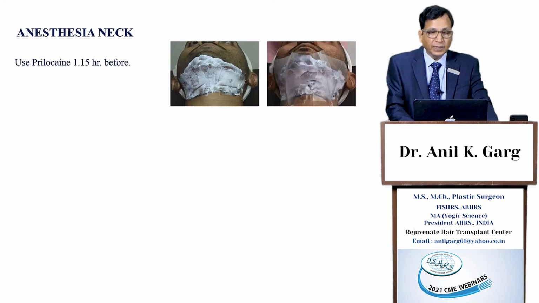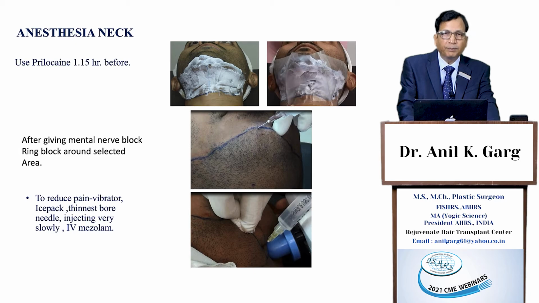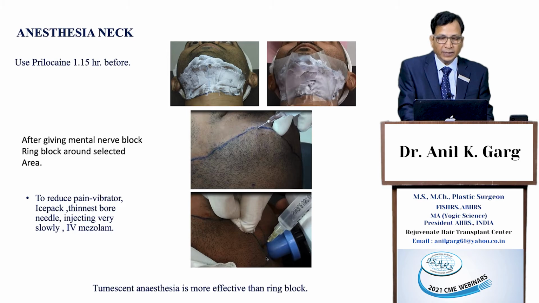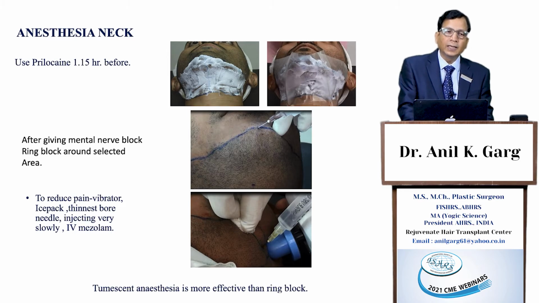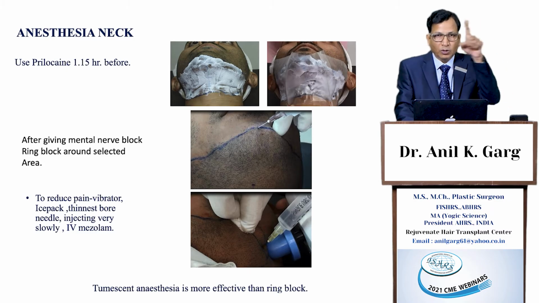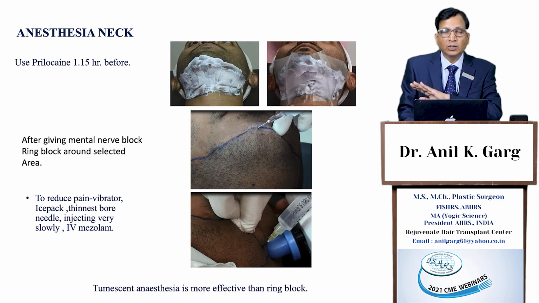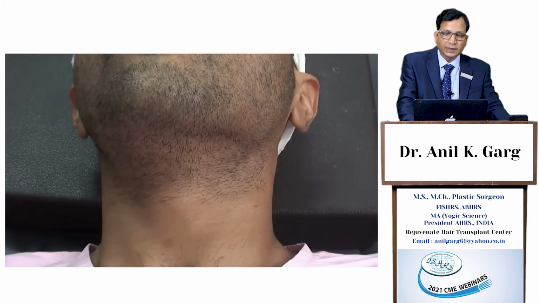Now the anesthesia for the neck: I use the Prilox, then after giving the mental nerve block I give, and then to reduce the pain I use the vibrator. This is a very good quality vibrator, ice pack, thinnest bore needle, inject slowly, and I always use IV Midazolam for that. And tumescence anesthesia, I tell you, is more effective than the ring block. Either nerve block or tumescence, or ring block or tumescence. That's how you can do. And tumescence, if you give and wait for proper time, it serves almost all the purpose.